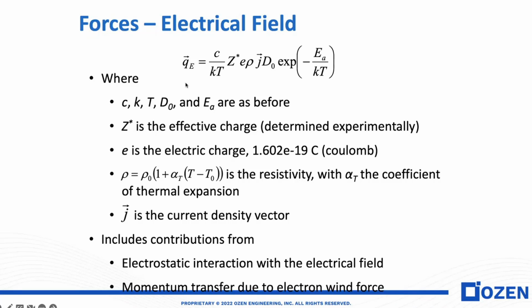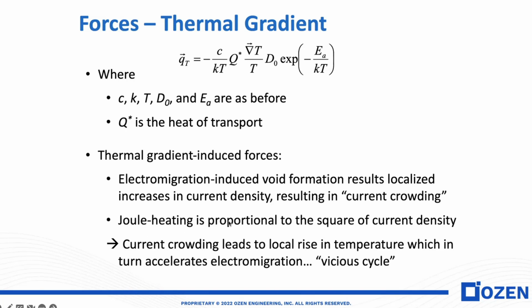So again, we look at the force due to the electrical field, and that has a Z star, which is the effective charge, and the electric charge, that's a constant as given here. The resistivity can also be expressed in this formulation, and then the current density vector is also given here. And the thermal gradient terms look like this.